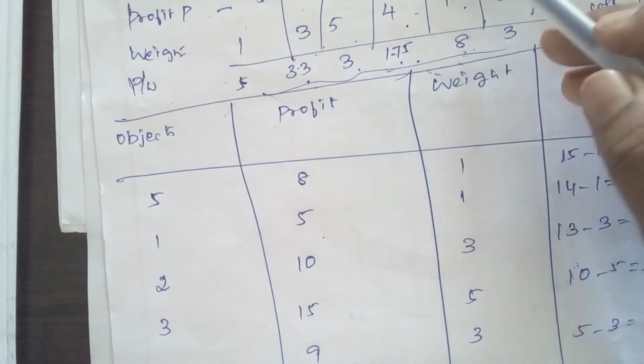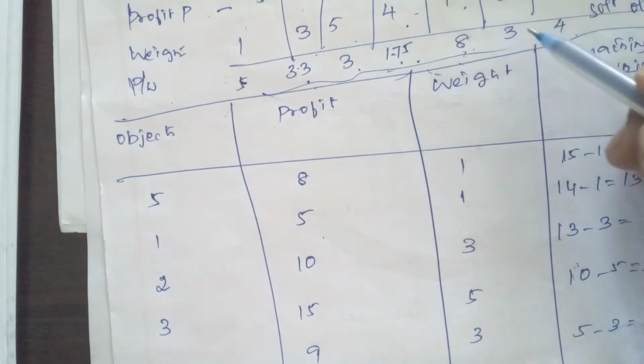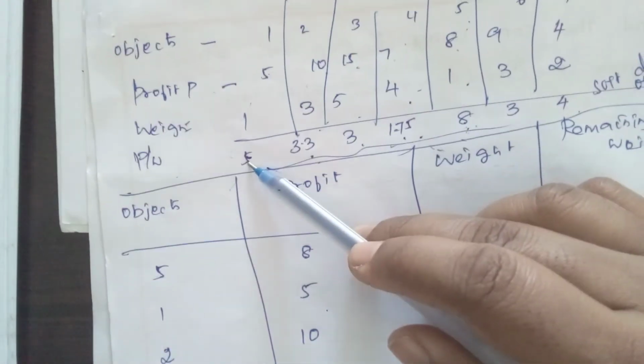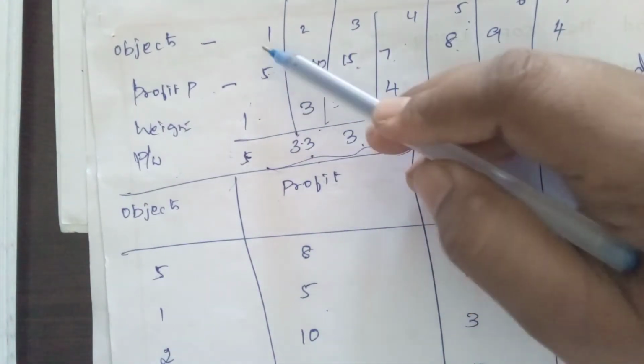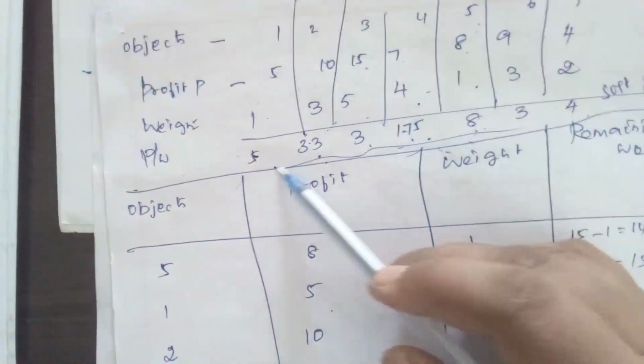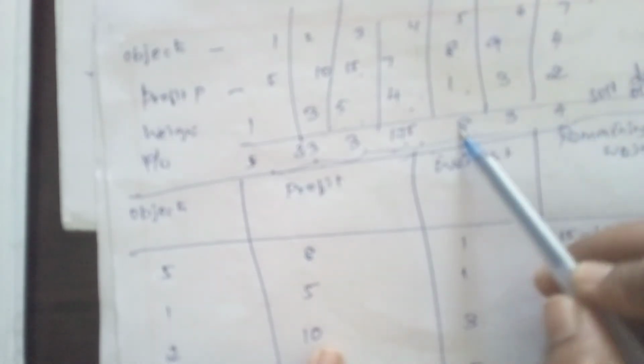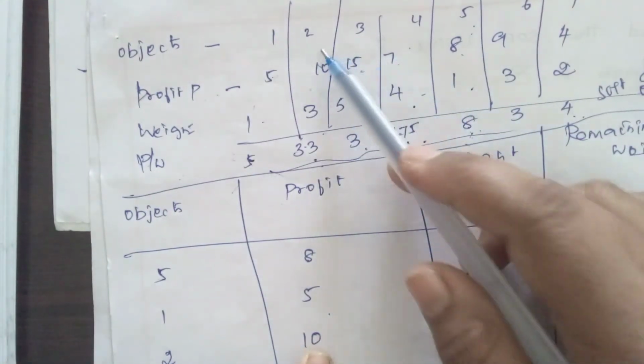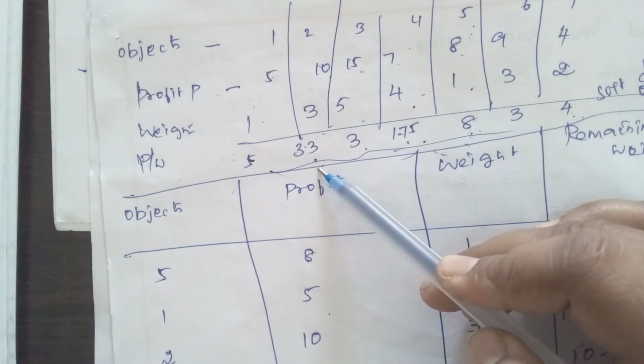See, 8 is there in the fifth object. And then 5, that is 1. For this one we got the profit as 15. Next one is 4, that is the seventh object. First one we are writing 8, 5. Second one, 1, 5, and third one, the second object, that is 3.3.